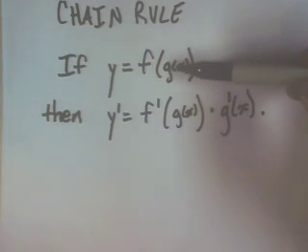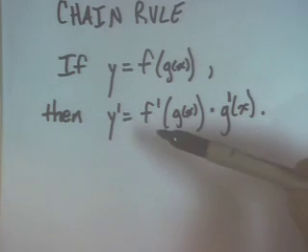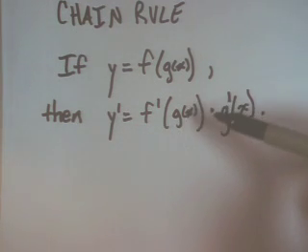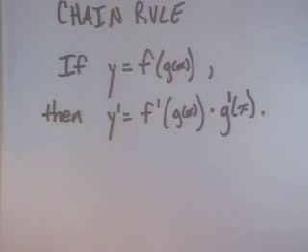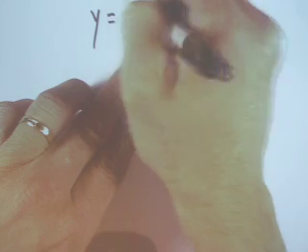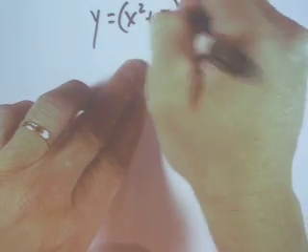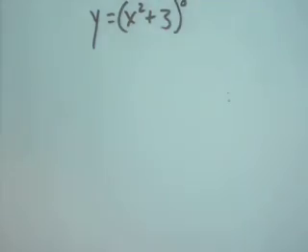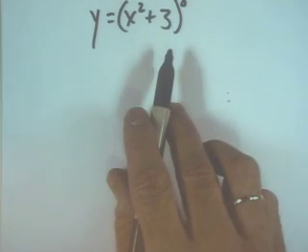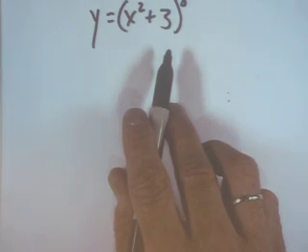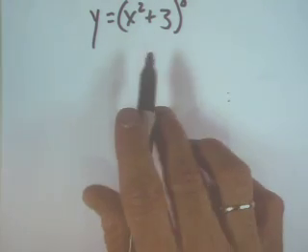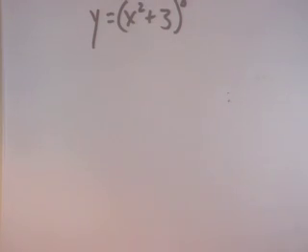If y is a composition of f and g, y prime equals the derivative of f evaluated at g times the derivative of g. Let's see if we can apply the rule. Let's consider a function like y equals (x squared plus 3) to the 8. If we were to expand that into a polynomial so that we could use the power rule term by term, we'd have a lot of multiplication to do. Lucky for us, we have the chain rule.